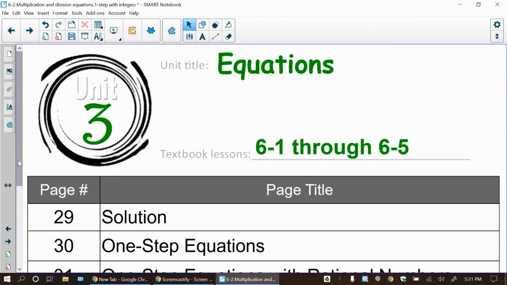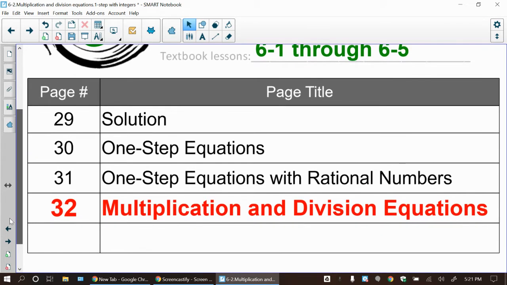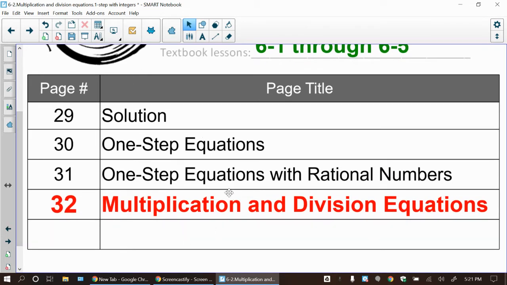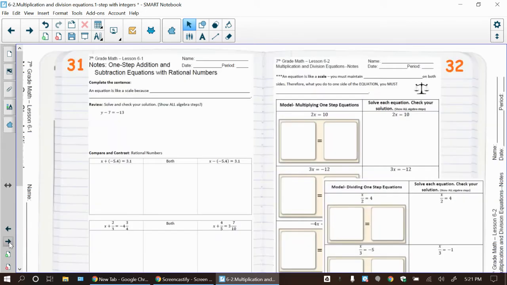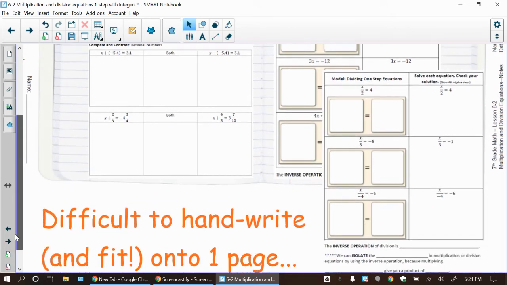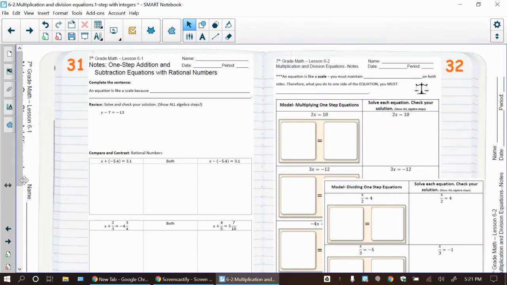Okay, this is still Unit 3 and Chapter 6 of our textbook. This is our fourth lesson on equations, if you're keeping all your notes organized in your notebook, which today's notes will go in after last week's notes. Some of these can be hard to handwrite, so if you need to, print out the notes first so that you have them ready to go.